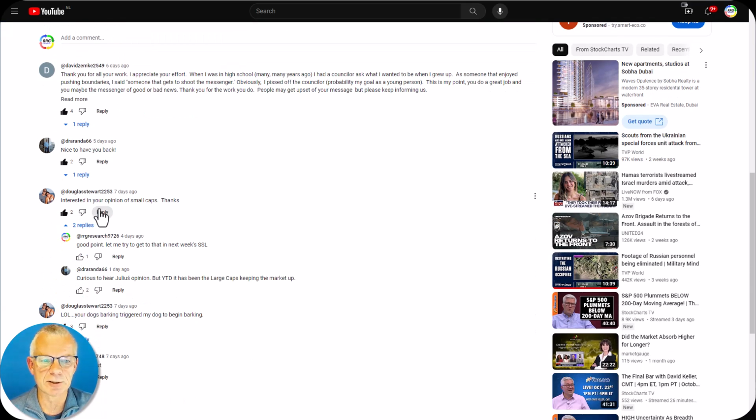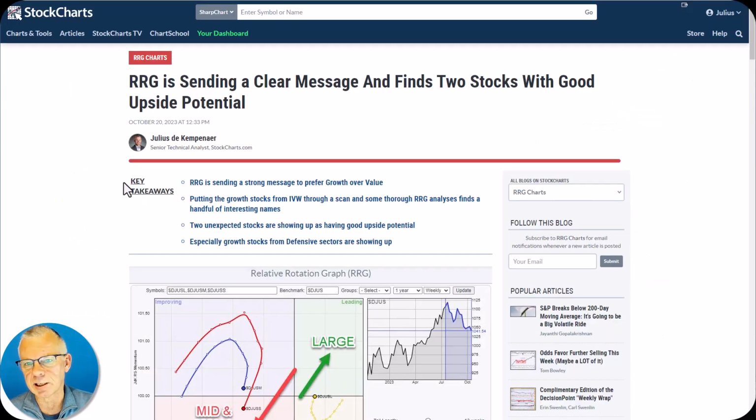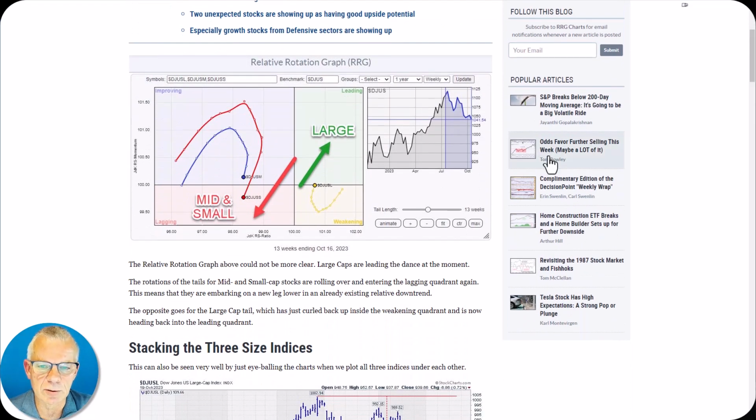Somebody said, interested in the opinion of small caps. And I actually wrote an article on that subject in the RRG blog, which is "RRG is sending a clear message and finds 2 stocks with upside potential." The 2 stocks are a bonus for the blog article. But my point is that if you look at the rotation of large cap versus small and mid caps, the message is actually very, very clear.